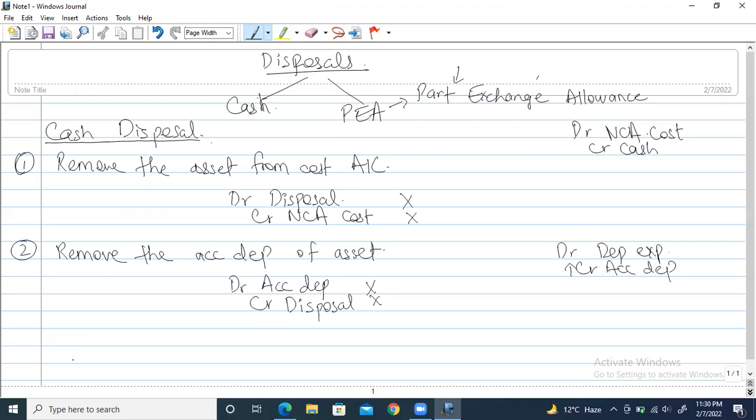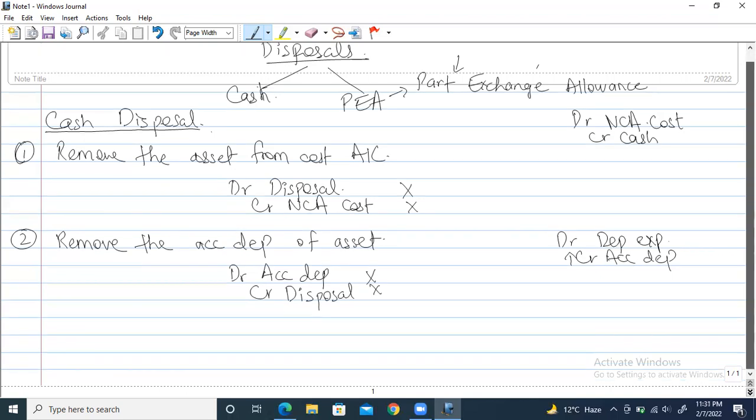So why does it go into the disposal one? Because we have to calculate the profit or the loss. Most of the questions in the exam kit as well will ask you regarding the disposal, that please find either there is a profit or a loss in this transaction. So for that purpose, it's just a temporary entry. The disposal account does not remain forever. It's just for calculating the profit or loss.